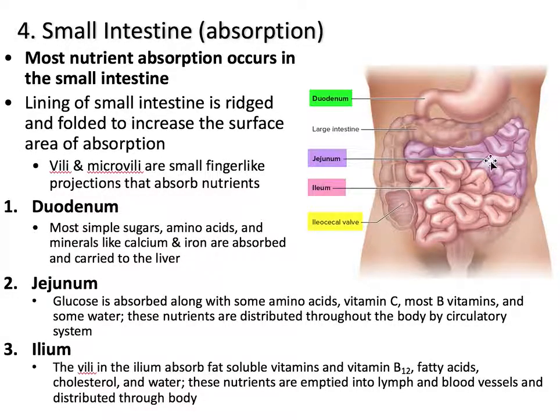And next, the food is going to move into the ileum, which is right here. And fat-soluble vitamins will be absorbed here, vitamin B12, fatty acids, cholesterol, which is a lipid, and some water is absorbed here. These nutrients are emptied into your blood vessels, and they are distributed throughout the body.